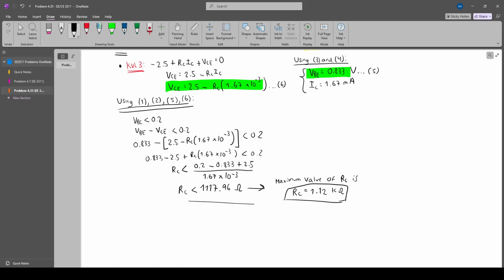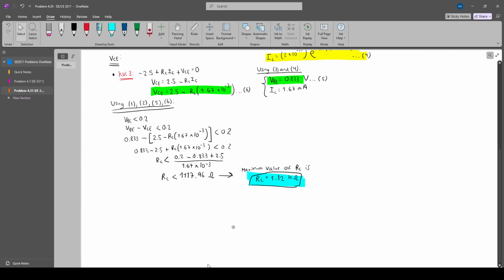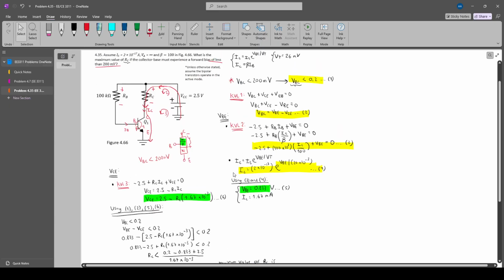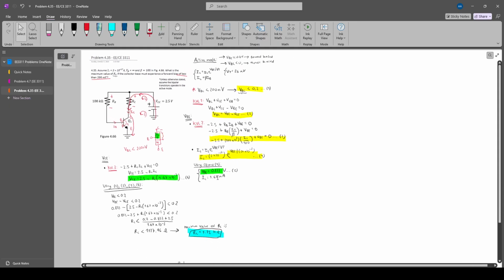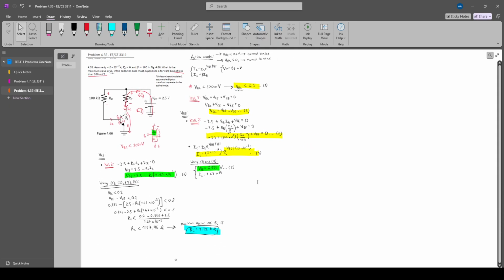Let's highlight this with another color. Let's say this one. Okay, so that will be the final answer, that the RC required is 1.12 kilo ohms. Okay, that will be the whole problem. Yep, here we have it. Okay, so that concludes this exercise.